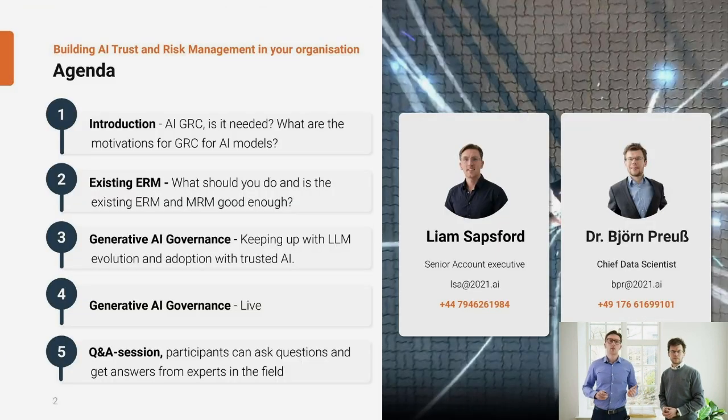So what we'll be covering in today's session is an introduction into AI GRC. So is this needed? And also, what are the motivations for GRC for AI models? And do you have to update your existing risk management framework? Are you able to cope with the growing number of AI models? All of these are things that we'll be addressing, looking at the existing enterprise risk management systems and how you can actually adapt these.